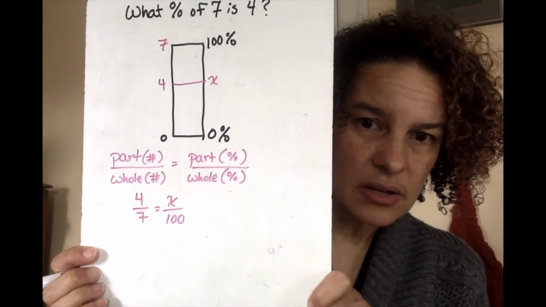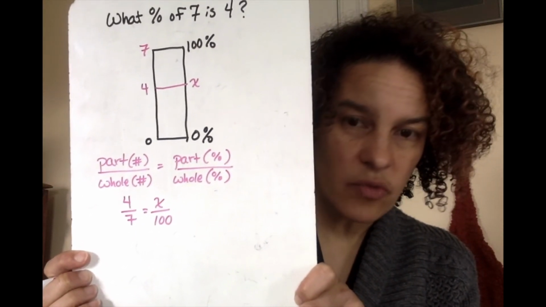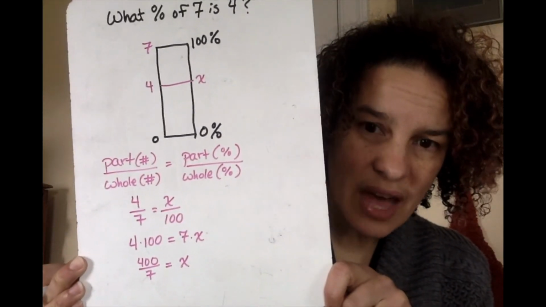Now I can solve my proportion. I'm going to solve it using cross products. So 4 times 100 equals 7 times X. And then I'm going to divide both sides by 7. And I'm going to get 400 divided by 7 equals X. And that's going to be my percentage. I put that into my calculator, 400 divided by 7, because 400 over 7 is just 400 divided by 7. And I get 61.14 and so on. So that's going to be about 61%.